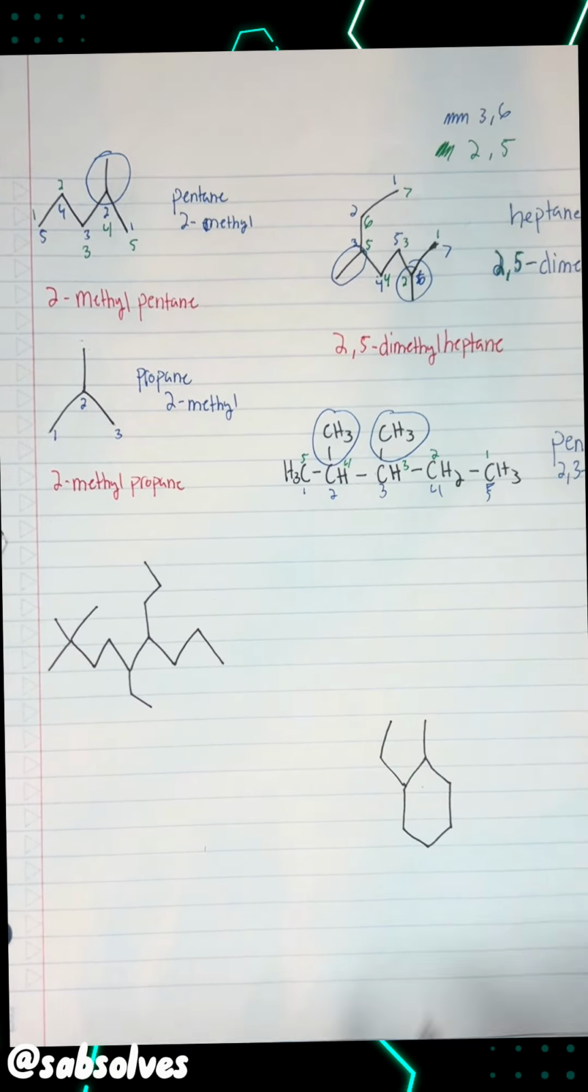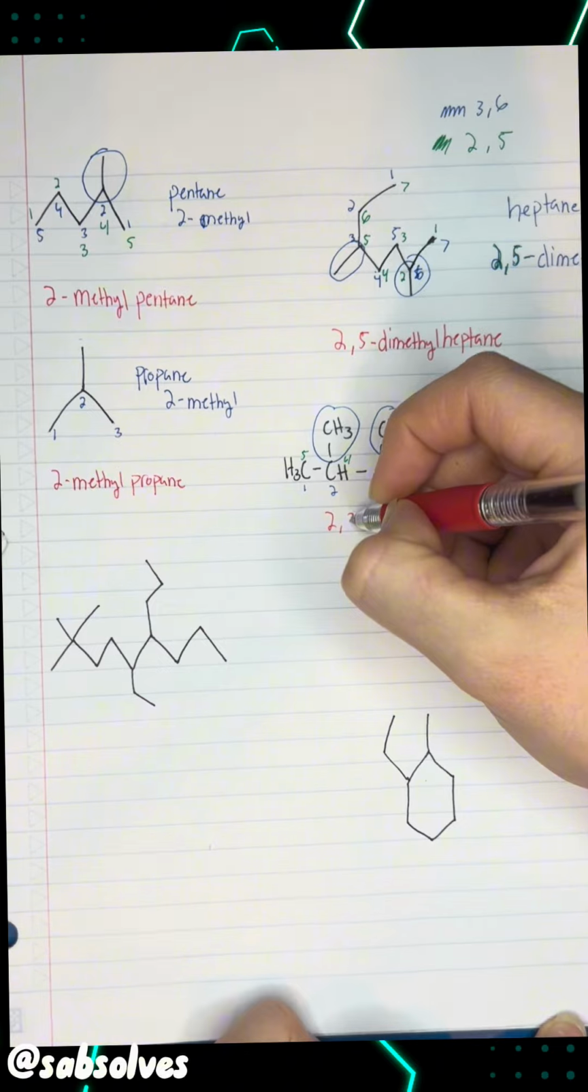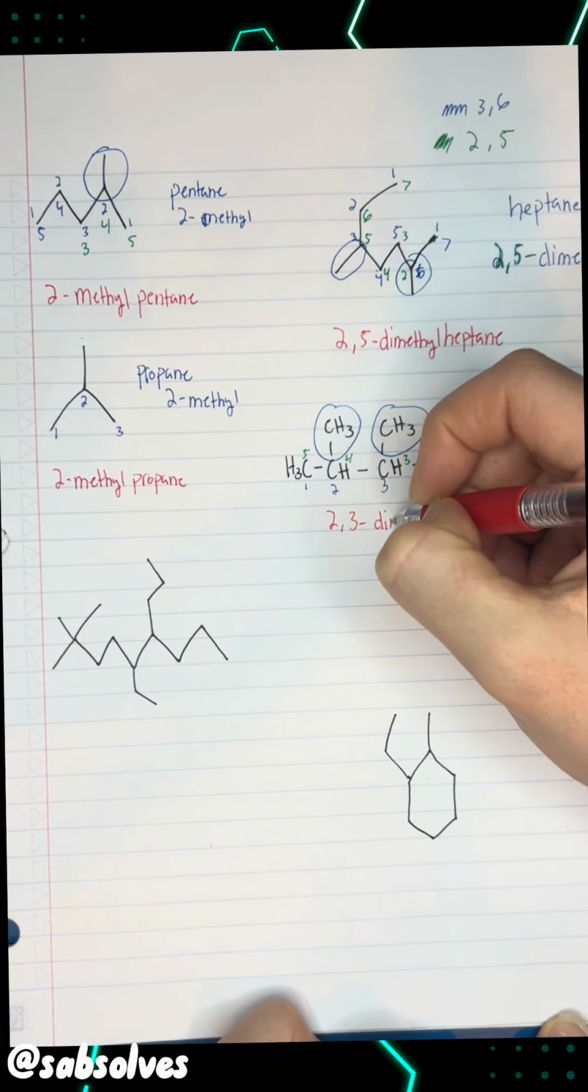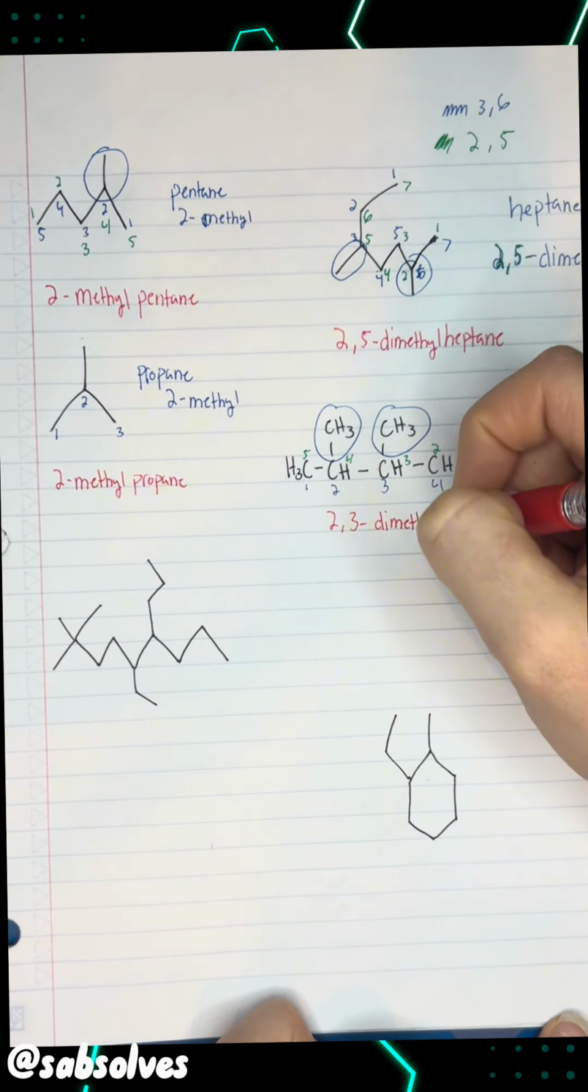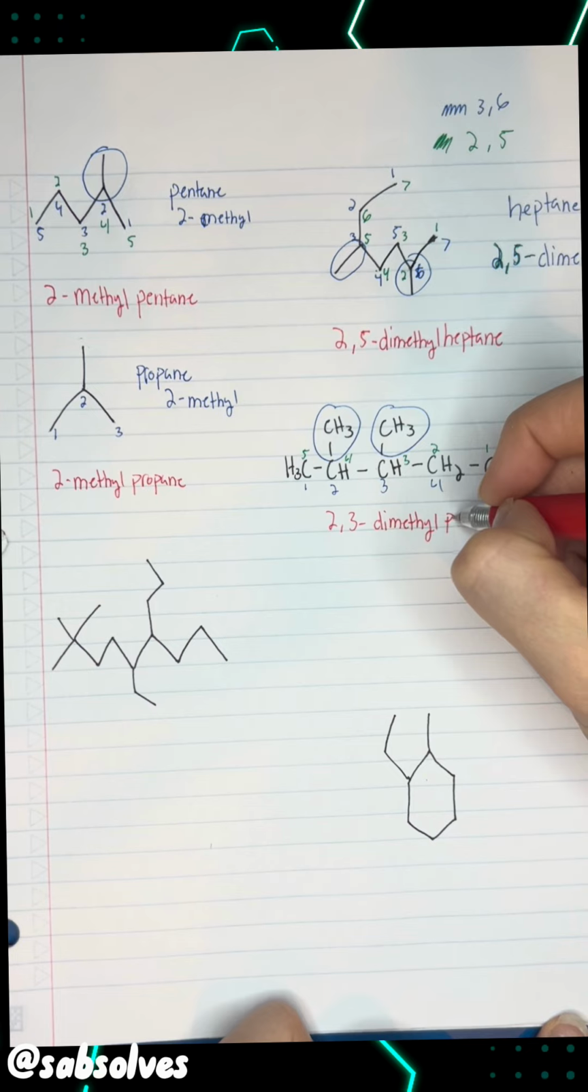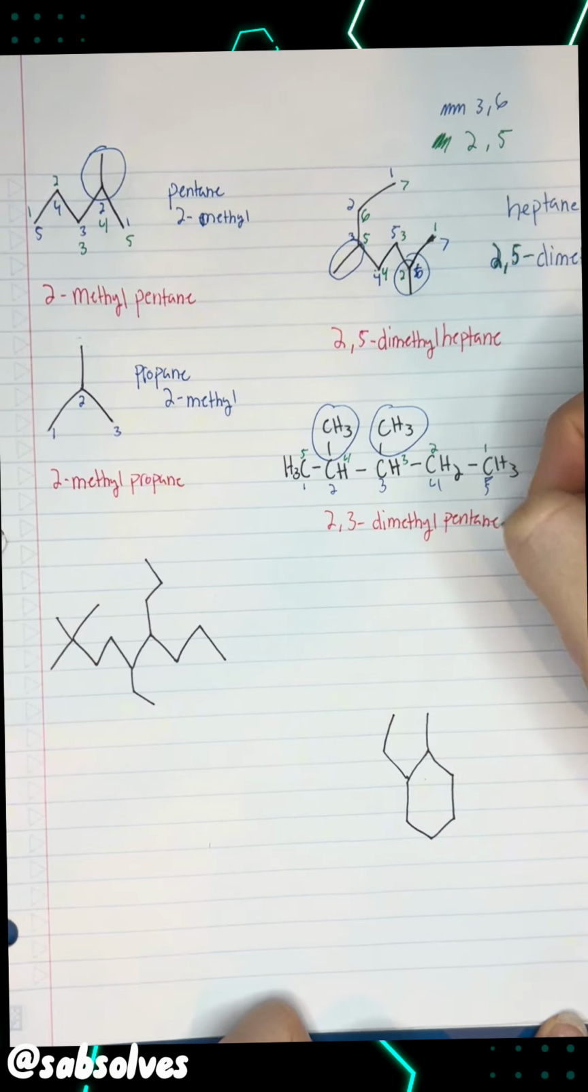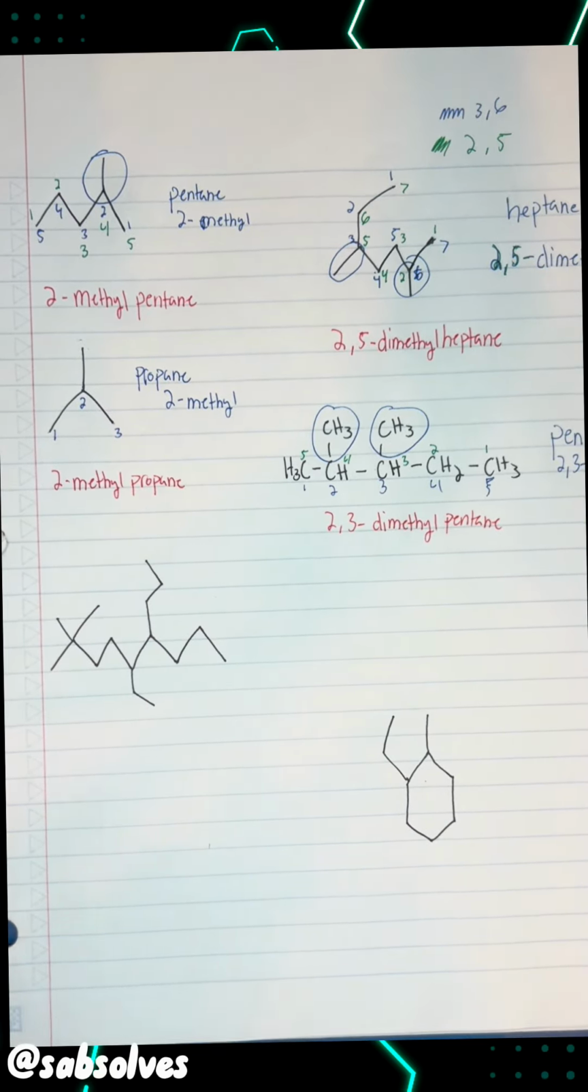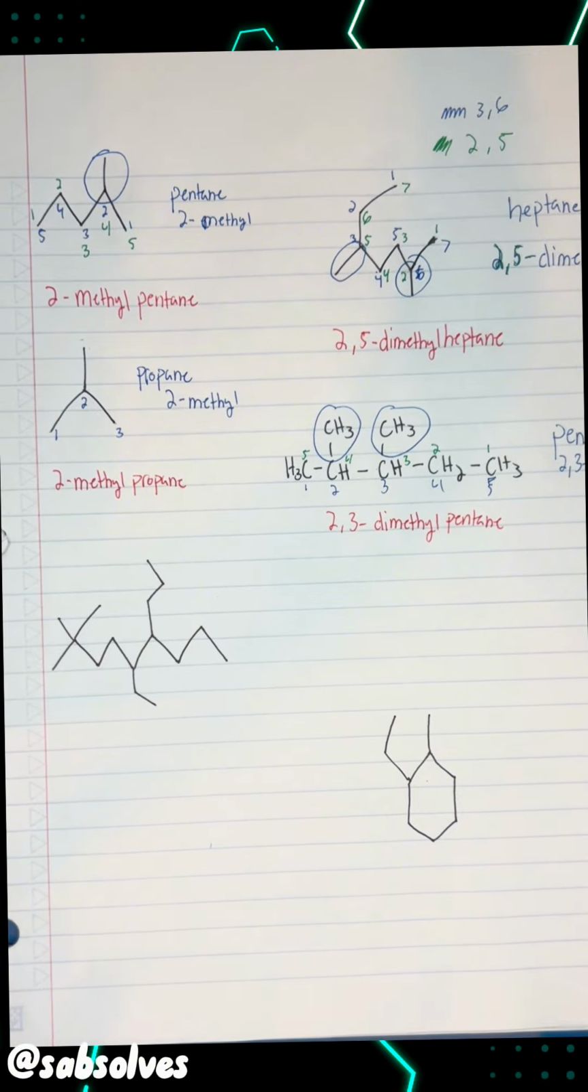And let's just put that together. So 2,3 dimethylpentane. Okay. Now, this one is a bit more intimidating, but the same rules apply.